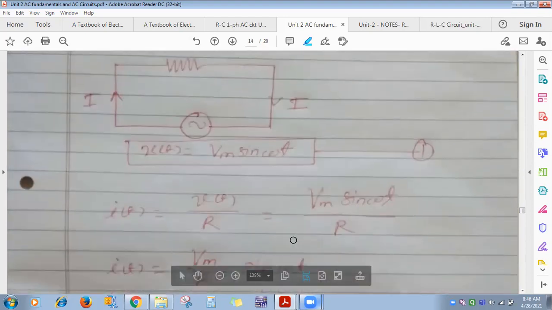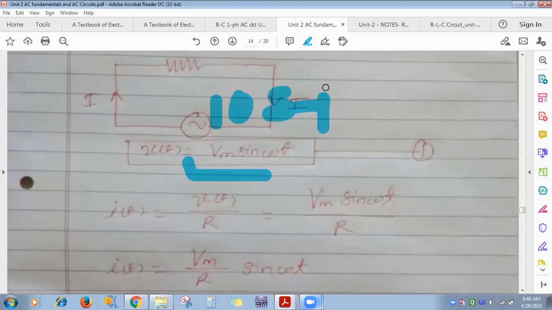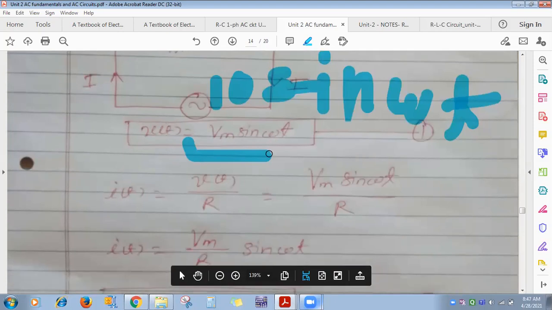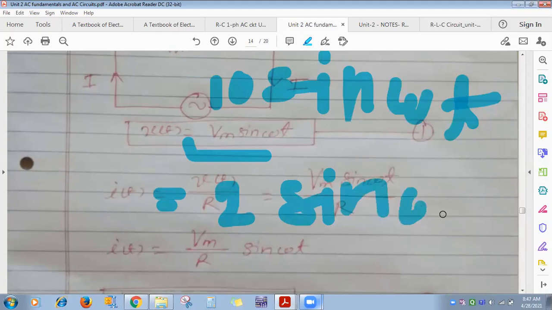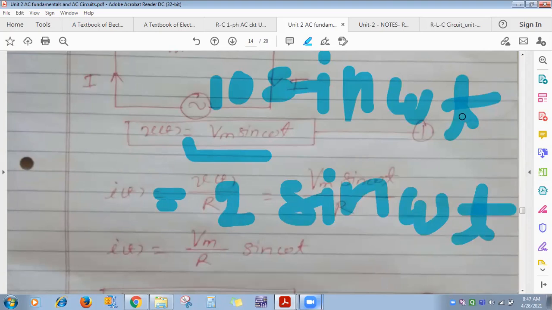Again, what else in this? Suppose a voltage equation is given to you. V of t is 10 sine of omega t, and I of t, all of you know, it's a resistance, so what will the current equation be? I of t is Im sine of omega t. Suppose I of t is 2 sine of omega t. So find out the impedance. What will be the impedance here? Yes, V of t is 10 sine of omega t and I of t is 2 sine omega t.